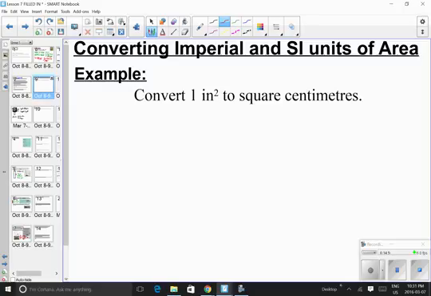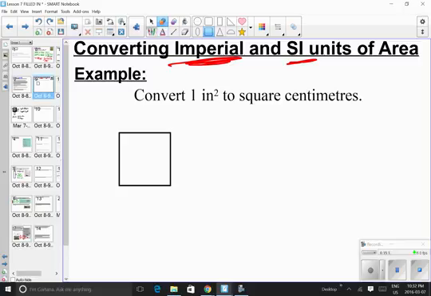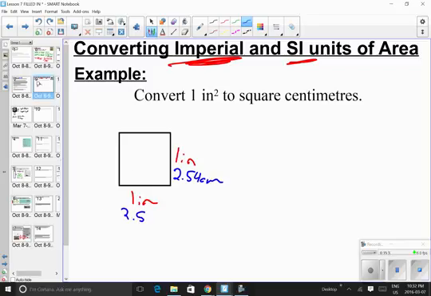Let's jump back and forth between SI and Imperial. So this is kind of to show you where these formulas come from. That's where this example is. So convert 1 inch squared into square centimeters. So 1 inch square is if you have a square that is 1 inch by 1 inch. Now, I'm going to pretend that I don't have a formula that uses inches squared and square centimeters. I just want to show you where that formula comes from. So I know by definition 1 inch is the same as 2.54 centimeters. And that means this one is 2.54 centimeters.